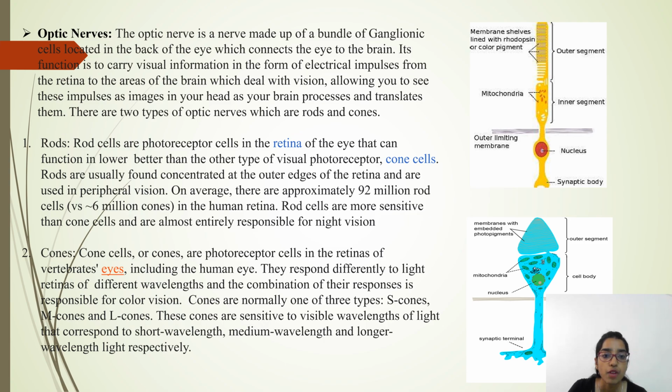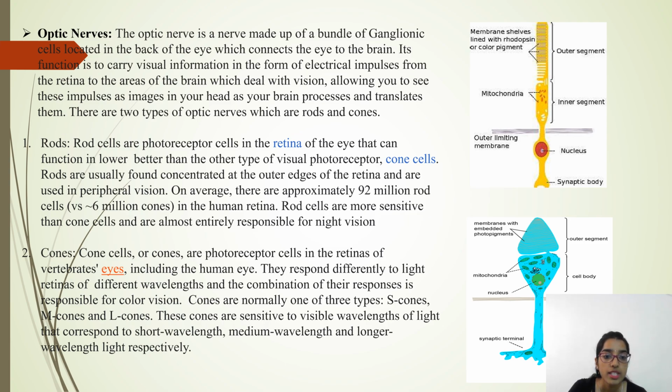Rods. Rod cells are photoreceptor cells in the retina of the eye that can function in lower light better than the other type of visual photoreceptor, cone cells. Rods are usually found concentrated at the outer edges of the retina and are used in peripheral vision. On average, there are approximately 92 million rods in the human retina. Rod cells are more sensitive than cone cells and are almost entirely responsible for night vision.